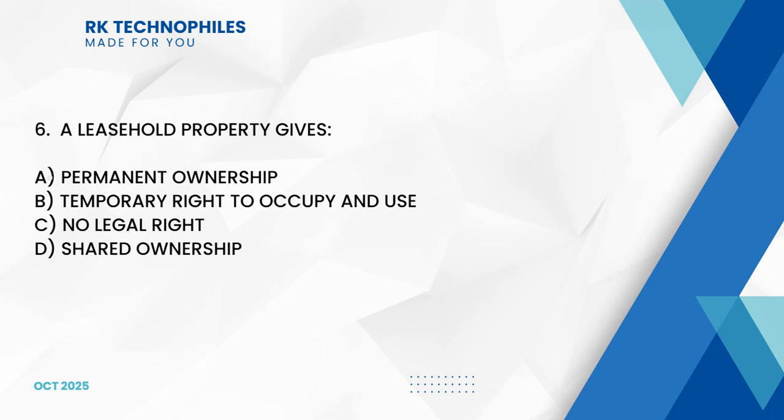Sixth one, a leasehold property gives permanent ownership, temporary right to occupy and use, no legal right, D, shared ownership. The answer is temporary right to occupy and use. Leasehold gives a tenant or lessee rights for a fixed period under lease terms only. Okay. So after that, the power goes to the owner. The occupancy and everything, the rights go back to the owner. So ownership remains with the lessor only.